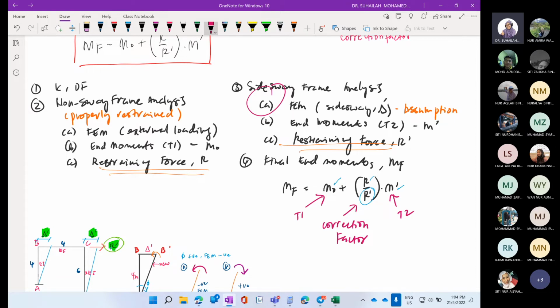In order to determine the correction factor. And once you have all this, M naught, R prime, R and M prime, you just need to substitute into the final formula to calculate the final end moment. That is all about frame with sidesway analysis.